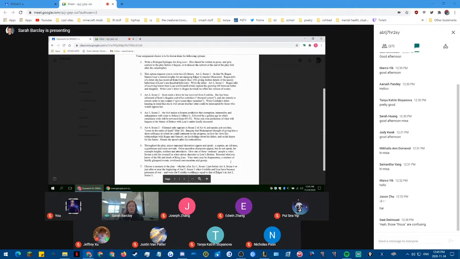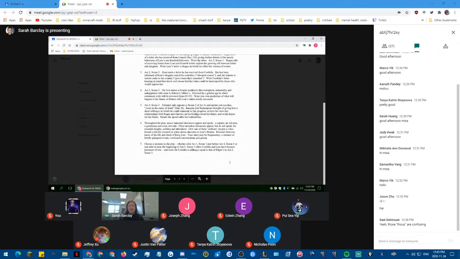Number 6, throughout the play, minor unnamed characters appear and speak. A captain, an old man, a gentleman, and some servants. Other nameless characters appear but do not speak, for example, knights, soldiers, attendants. Give one of these ordinary people a voice. Invent a role for yourself as a low-status character in Lear's Britain.